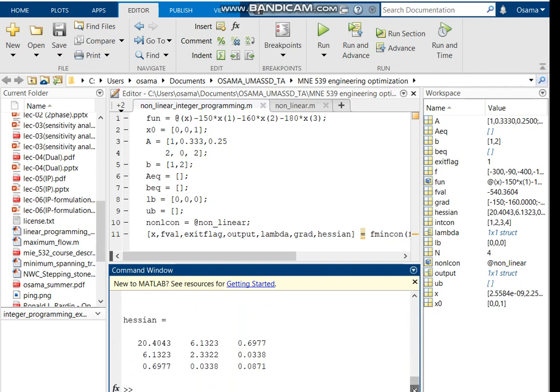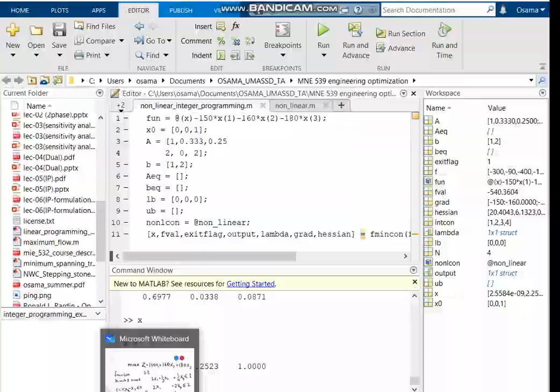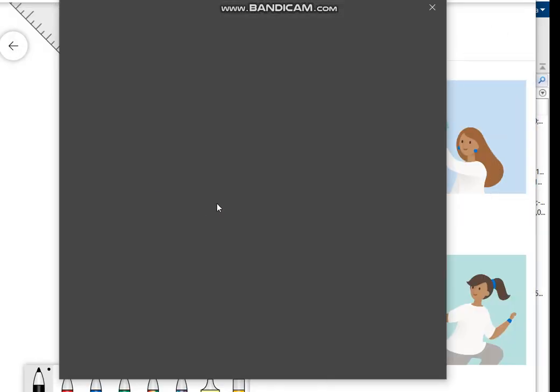So we can find out our values of x. x equals 0, 2.25 and 1. So luckily we have two integer variables. Only one is not integer. So we can set up our branch and bound solution over here.